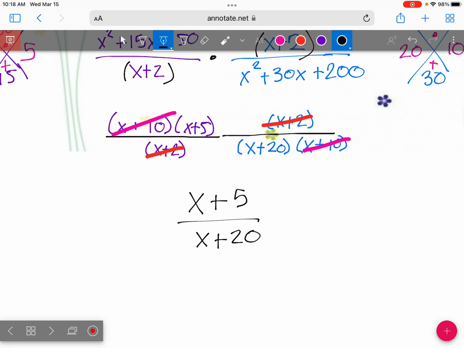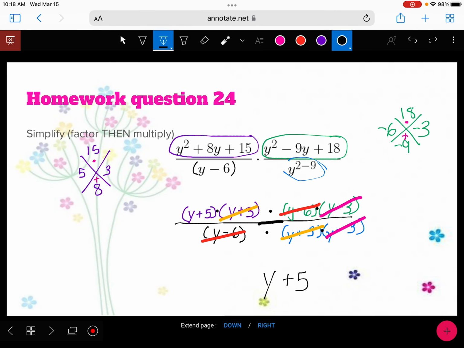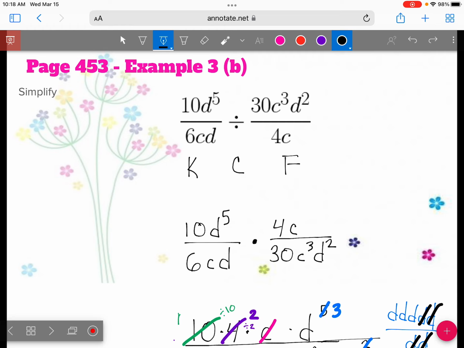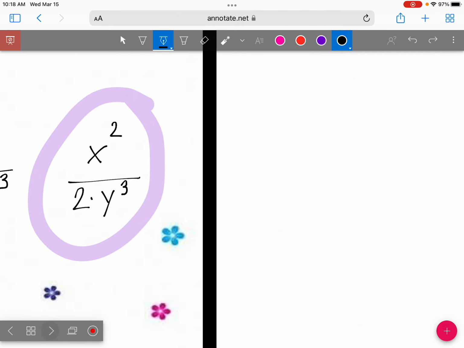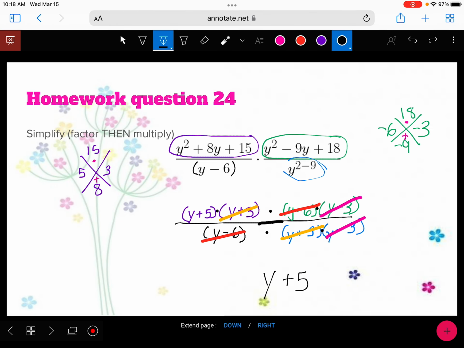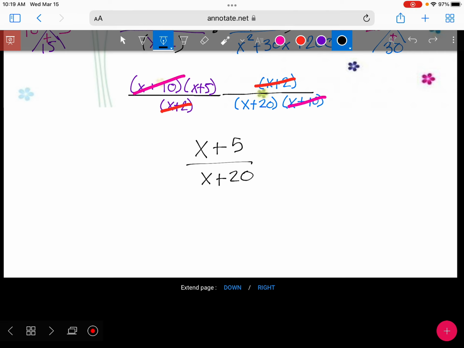That is our answer. For our answers, I genuinely do not care if you have the parentheses around it or not. We are going to leave it in factored form. So if we have something where we have two pieces on the bottom, like we had here-ish, we're not going to multiply them back out. If I had, not saying I had, but if I had x times x plus 20, we're not going to multiply it back out. Don't tell me it's x squared plus 20x. We're going to leave them in factored form. Okay?